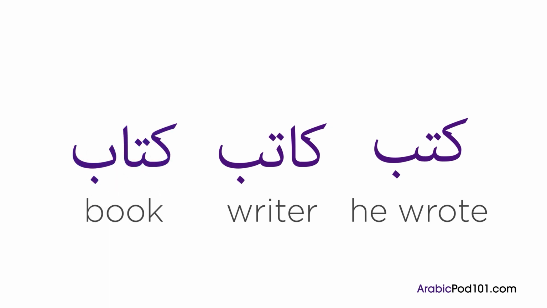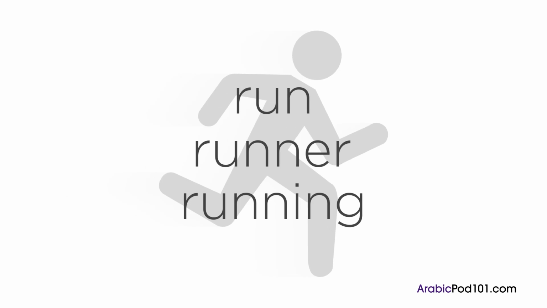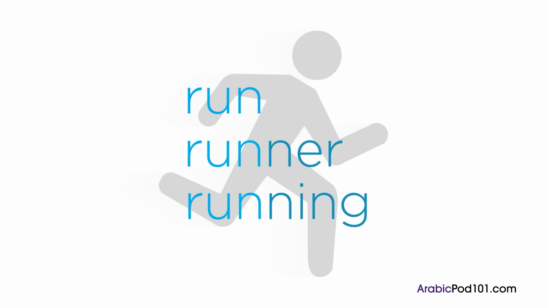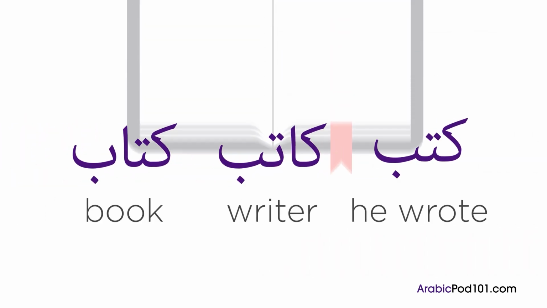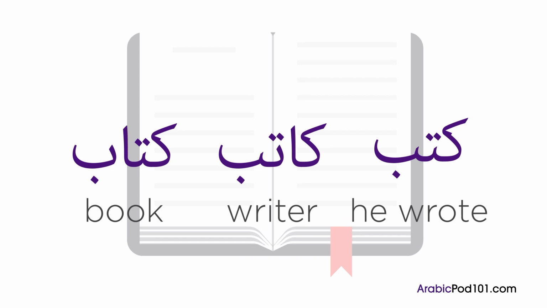To better understand this point, we'll compare it to English. In English, we have many words derived from the same three letters. For example, run, runner, and running are all derived from the three letters R, U, N, and the three words are related to each other. It's the same thing in Arabic. You see the similarity in all of those words, don't you?